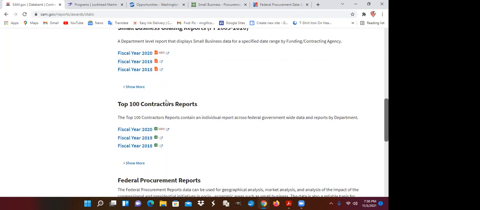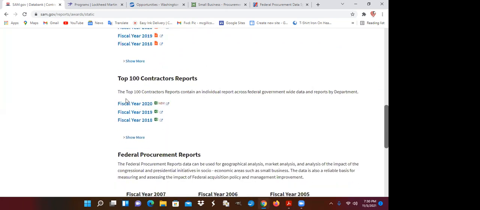But this is what we're more interested in right here. The top 100 contractors reports contain an individual report across federal government-wide data and reports by department. When you click here, it's going to allow you to save this in a spreadsheet. But this is what you want to click. You want to click the fiscal year of 2020. So that's what we have available.